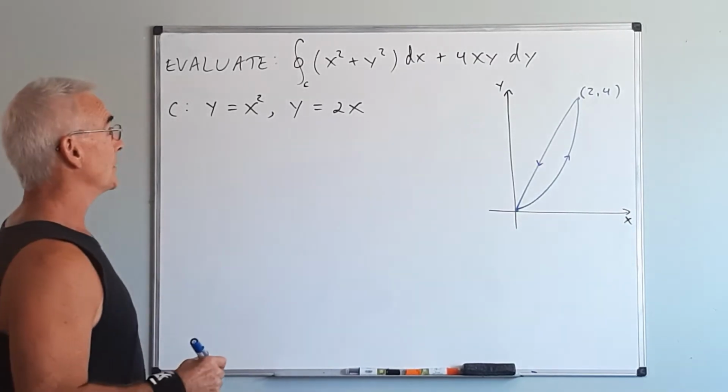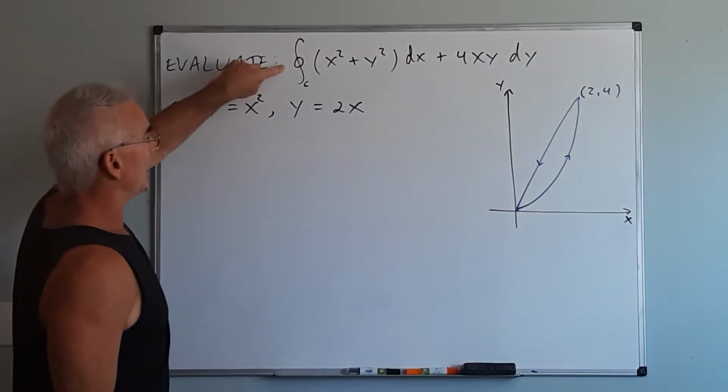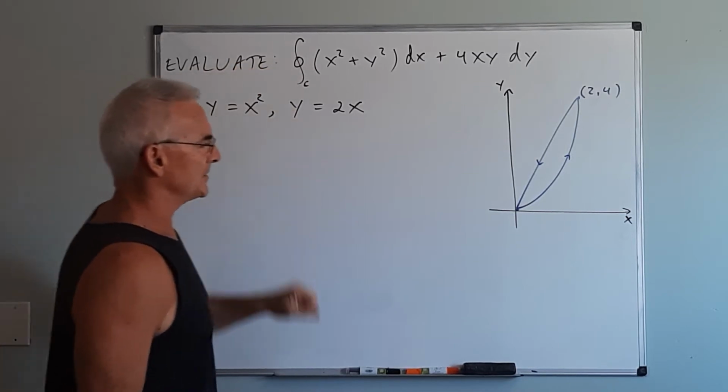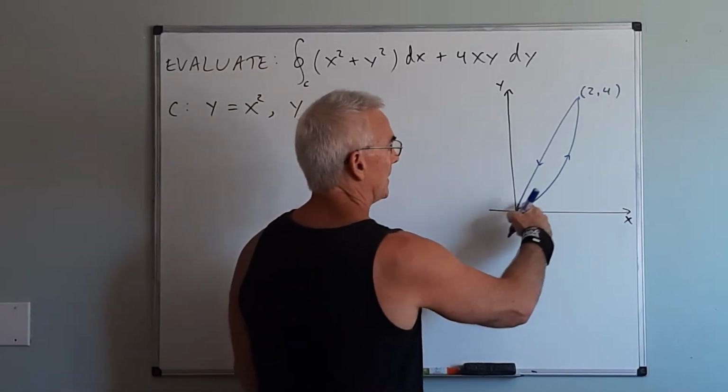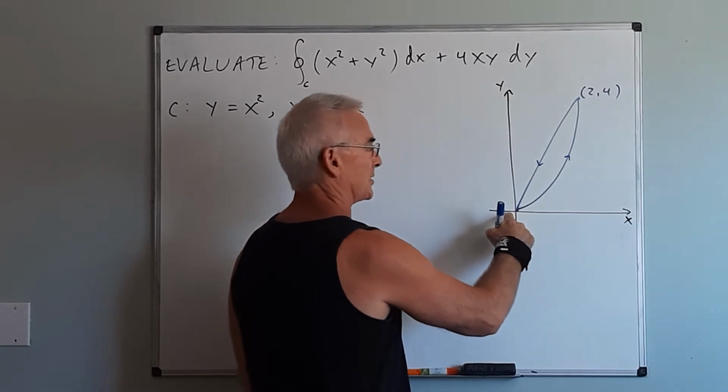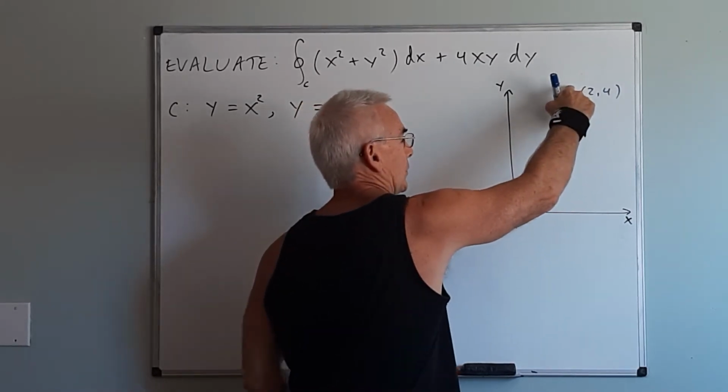We would like to evaluate the following line integral. Now, because it's a closed loop, it turns out it doesn't actually matter where we begin because we're going to end at the same place. So if we chose to begin here, we end here. If we begin here, we end here.